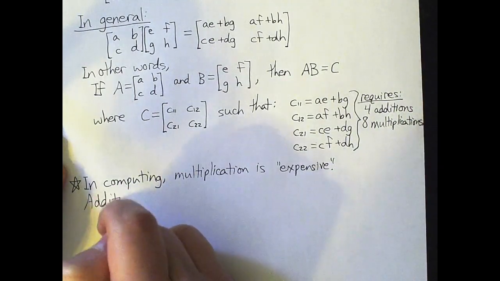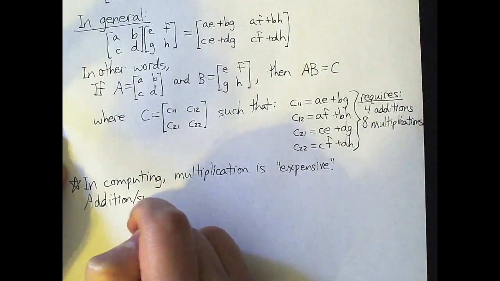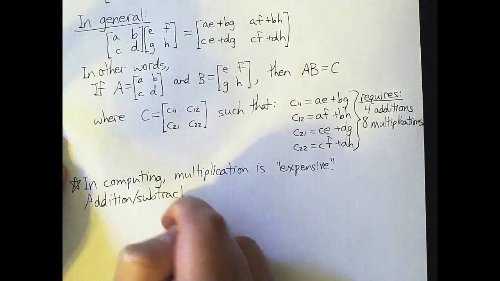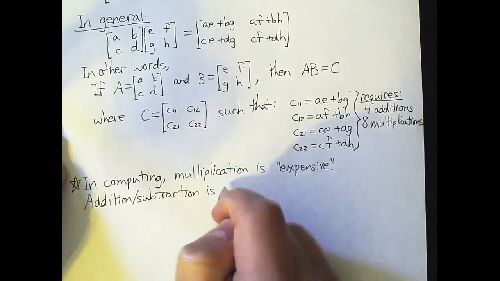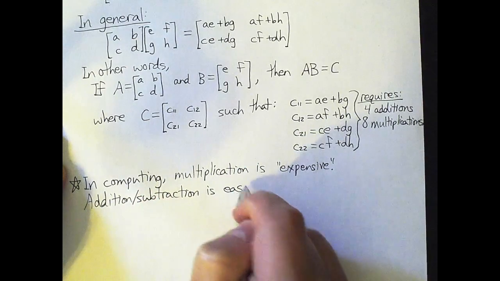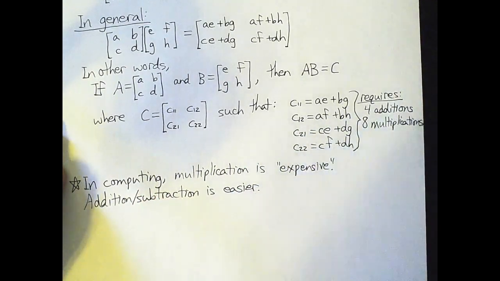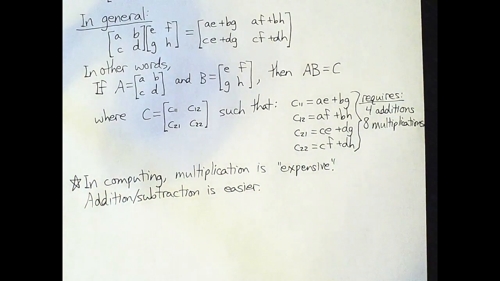Addition or subtraction is easier. So what I'm getting at here is really a discussion of computational complexity. When you want to have a computer do arithmetic for you, addition is a much faster process, and multiplication is a little bit slower.